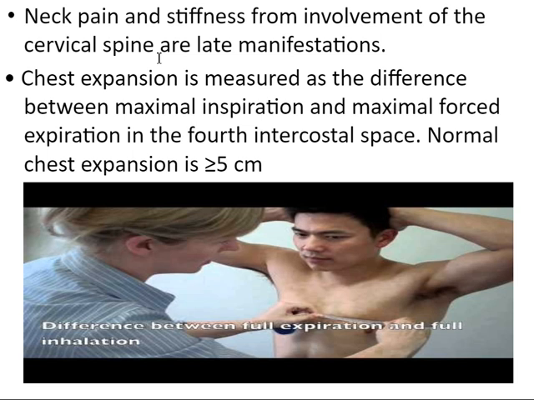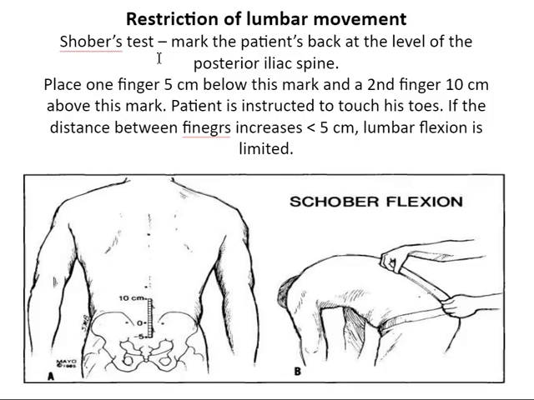Normal chest expansion is greater than or equal to 5 centimeters. If the chest expansion is less than that, then it is one of the clues to the diagnosis of ankylosing spondylitis. Normally the chest expansion is reduced in ankylosing spondylitis. Okay, and also there is restriction of lumbar movement. Movement of the spine is always decreased in ankylosing spondylitis.